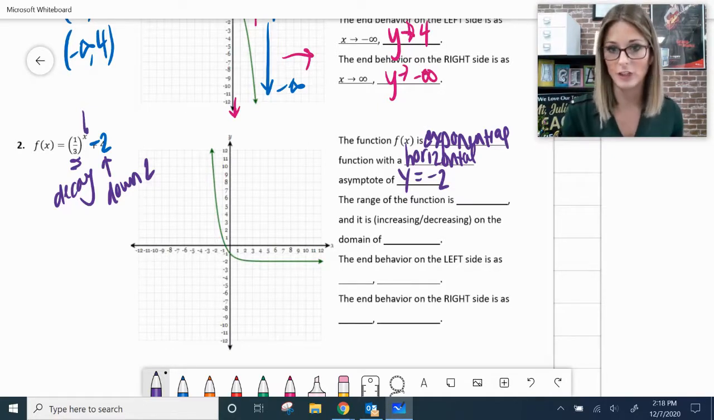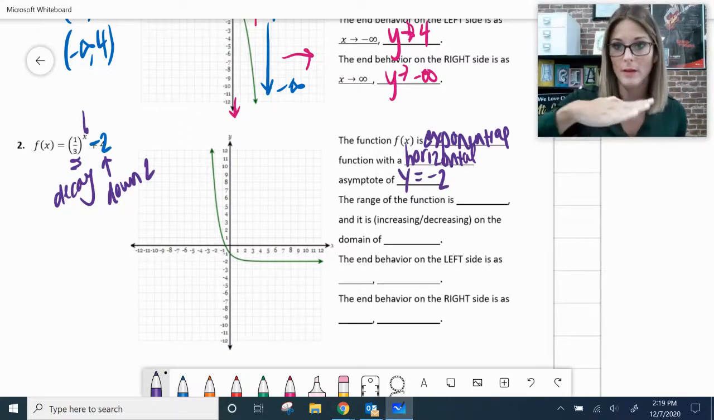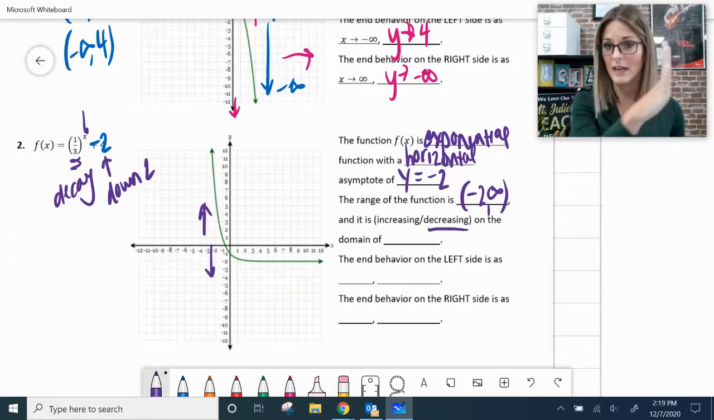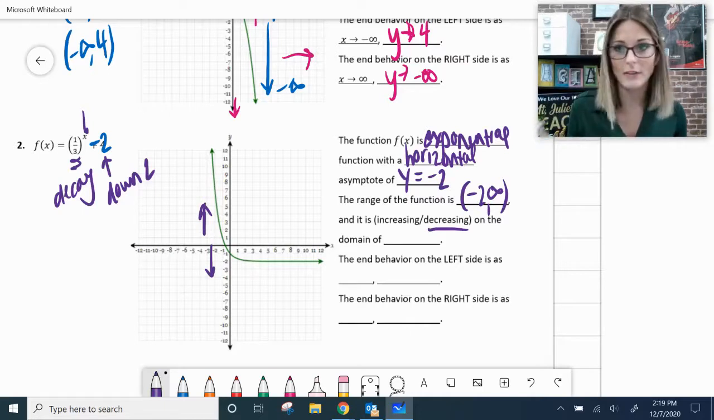The range of the function: my a up here in the front is positive. The beginning of my function is positive. So it should be from my k value or my asymptote to infinity. Or you can look at your graph, your range on your y-axis. How low does it go? It's going to go only down to -2. How high does it go? Infinity, okay? -2 to infinity is your range. It is decreasing left to right. Think about reading your graphs left to right.